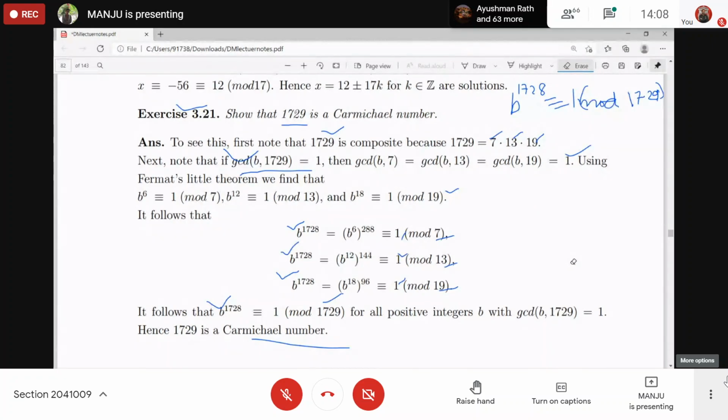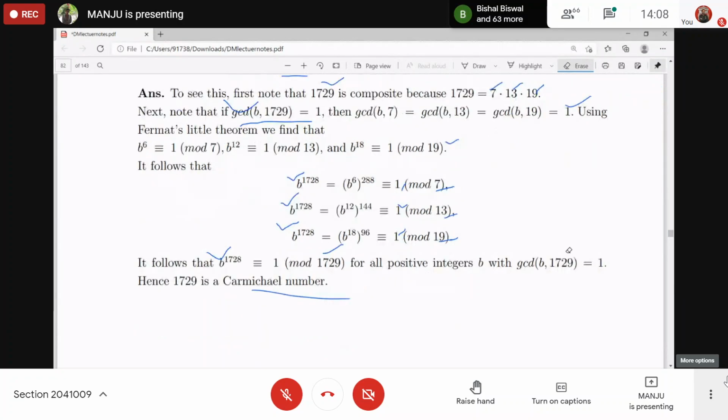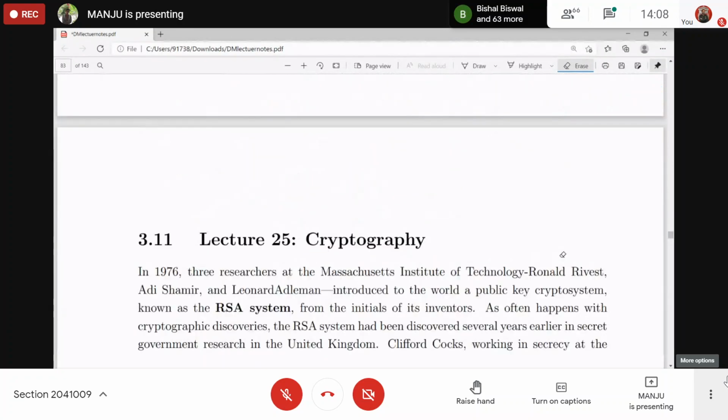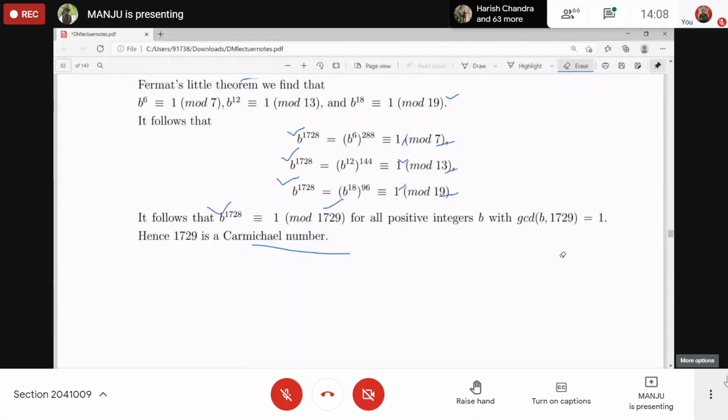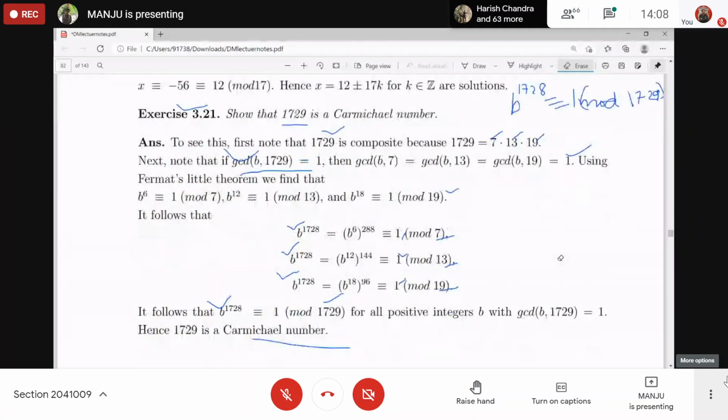Any other doubt in this section? Ma'am, how can we increase the power in those steps from b to the power 6 to b to the power 1728? Okay, can you multiply the same step?